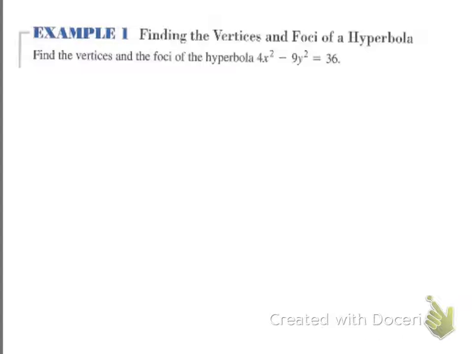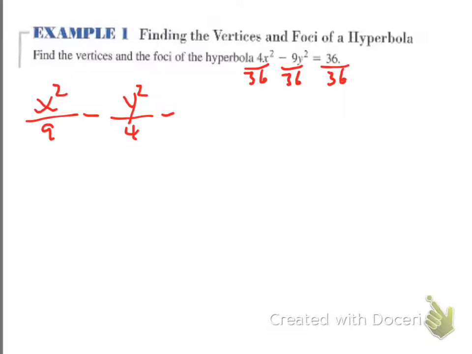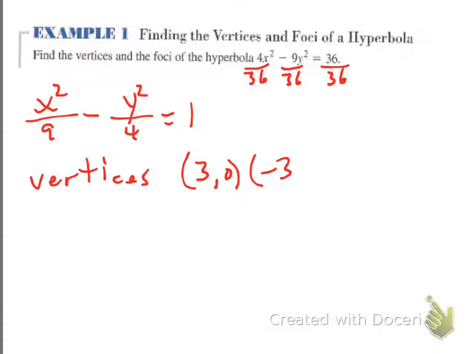Alright, so we are trying to find the vertices and foci of the hyperbola. Again, just like ellipse, we want it to equal 1. So we want to divide all these terms by 36. So we get x squared over 9 minus y squared over 4 equals 1. So our vertices, now the number under x squared is bigger, so that means our vertices are on the x-axis, so 3, 0, and negative 3, 0 would be our vertices in this case.